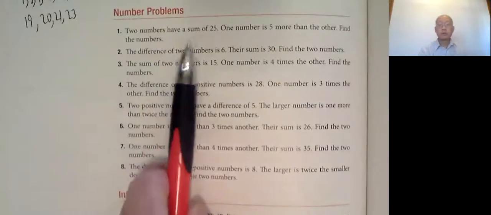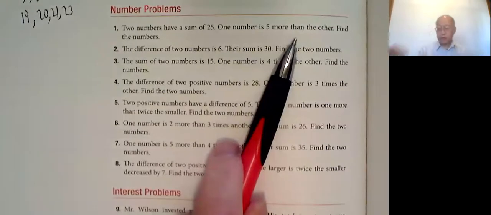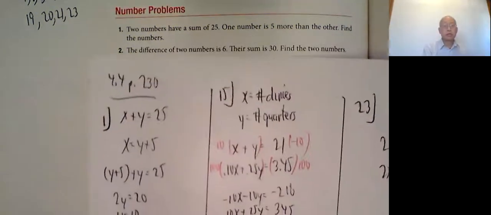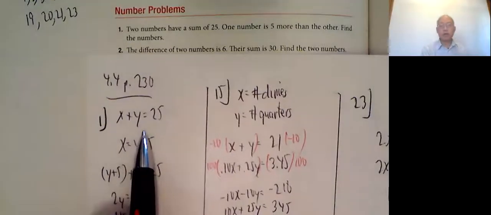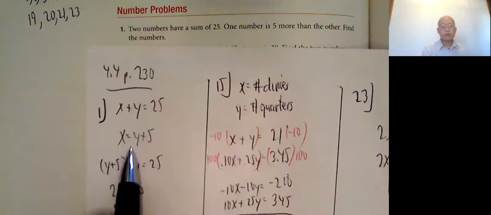All right, question number 1. It's a number problem. Two numbers have a sum of 25. One number is 5 more than the other. Find the numbers. Okay, so I'll call them x and y. The sum is 25, means x plus y equals 25. One number is 5 more than the other, so x equals y plus 5.